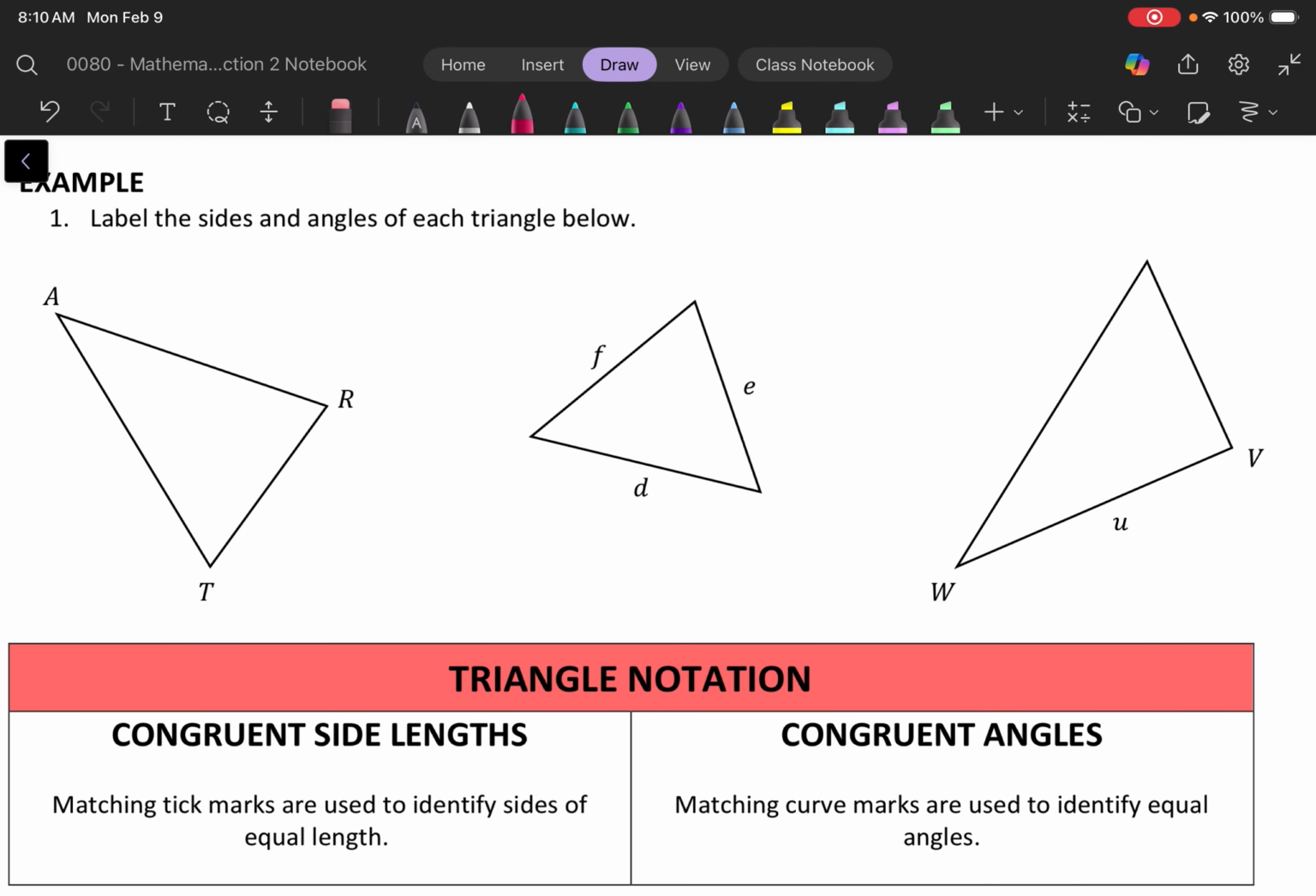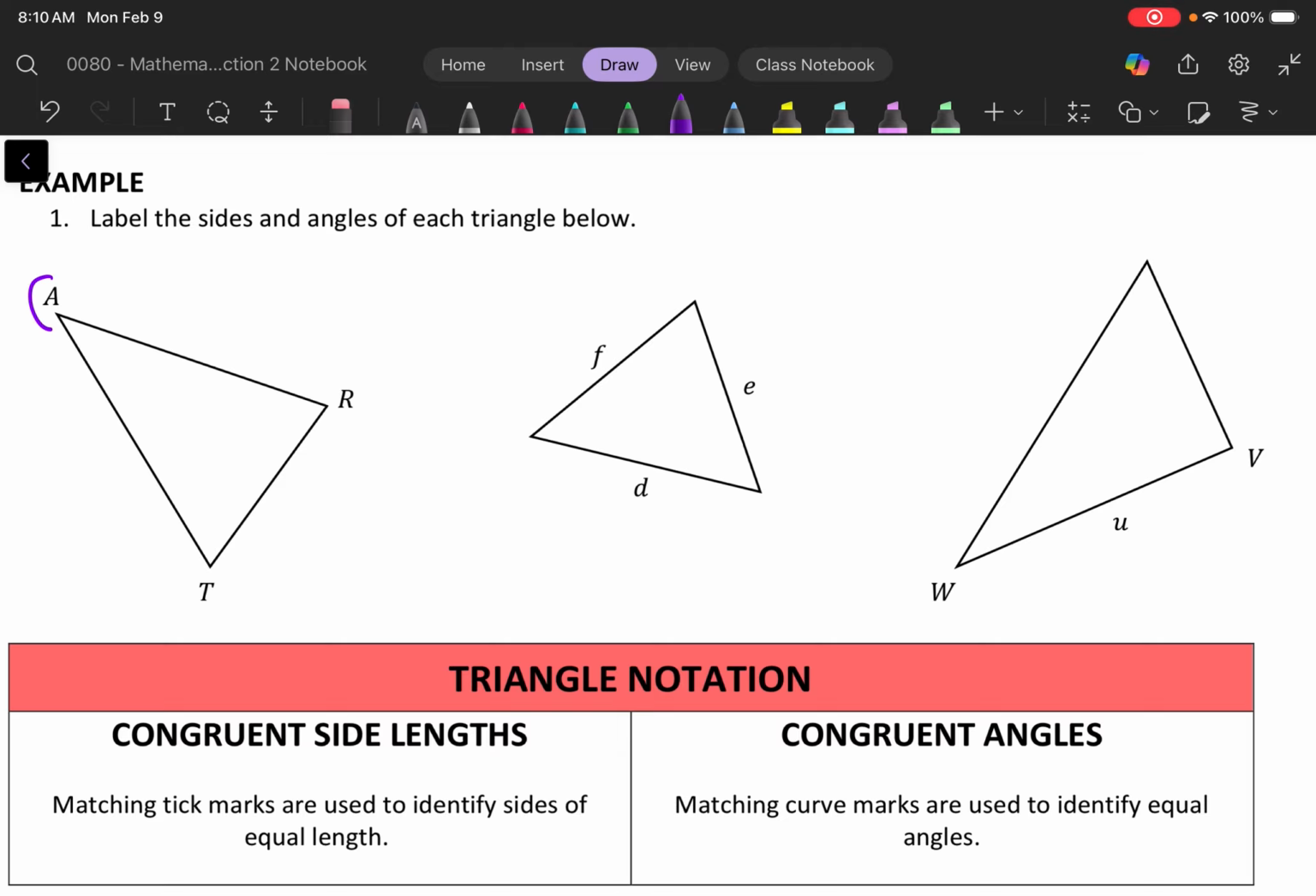Can you pause the video and try to fill in the missing names of either the side lengths or the angles for these three triangles? Go. Okay, welcome back. I assume you paused the video. I assumed you did all the good things.